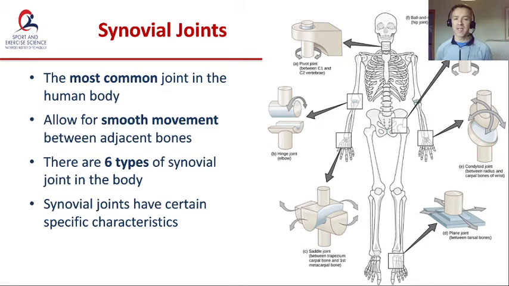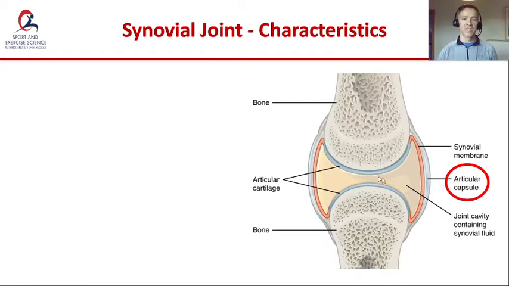There's 6 types of synovial joint in the body. We're going to have a look at each one of them in a little bit more detail, but first we're going to look at the specific characteristics that are unique to a synovial joint and how they operate. So first of all, we've got an example here of a very, very basic joint. We've got 2 bones meeting together here, and there's a synovial joint at the point where those 2 bones join together.